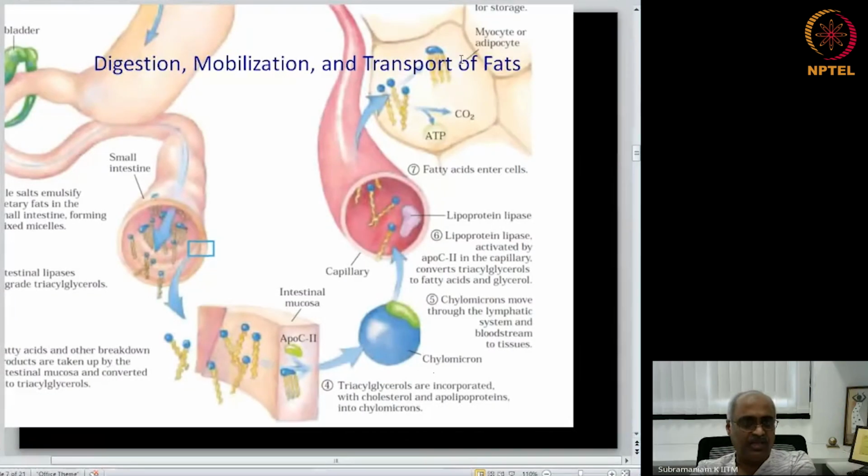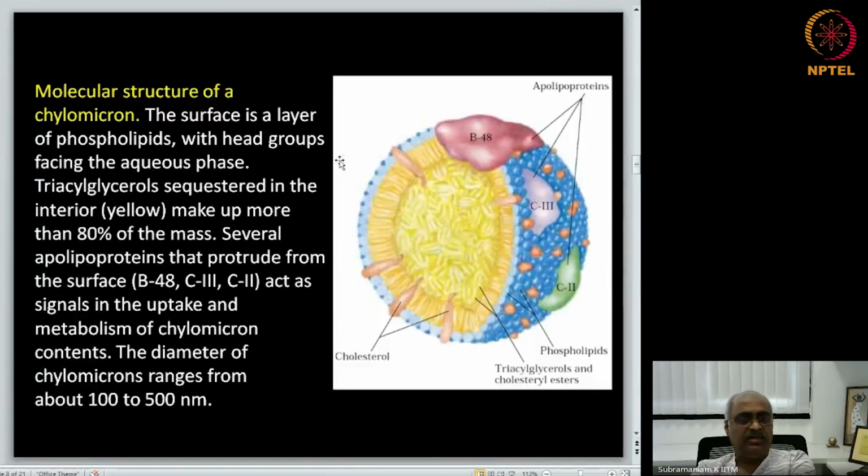When you become obese, this is what is happening. This is getting stored and these adipocytes become bigger and bigger. That is how it is stored. So this is the way fat is digested, taken up and transported, and either used for energy or stored. We have already seen what a chylomicron is. This is an important structure for taking care of lipid transport because lipids are hydrophobic.